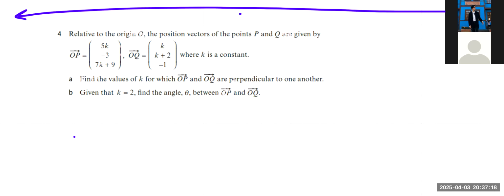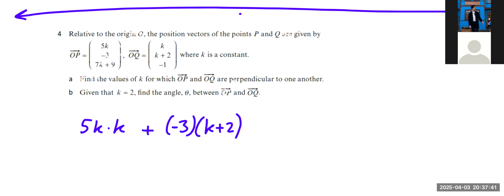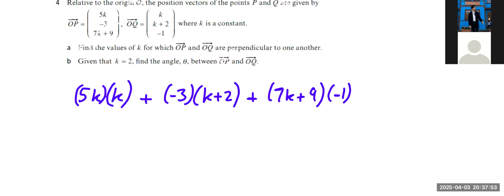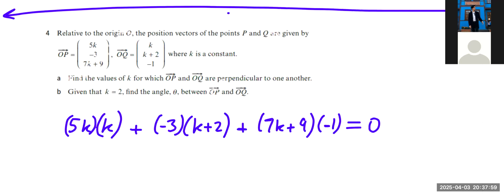Now, if they're perpendicular to each other, what claim can we make? Their dot product is 0, because you're multiplying them together, so you're going to get a single dot product out of it, which is going to be 5K times K plus negative 3 times K plus 2 plus 7K plus 9 times negative 1. I literally just multiplied 5K with K, and so on component by component. And this has to be equal to 0 because they are perpendicular to one another. So you'll just solve this equation for K and call it a day.